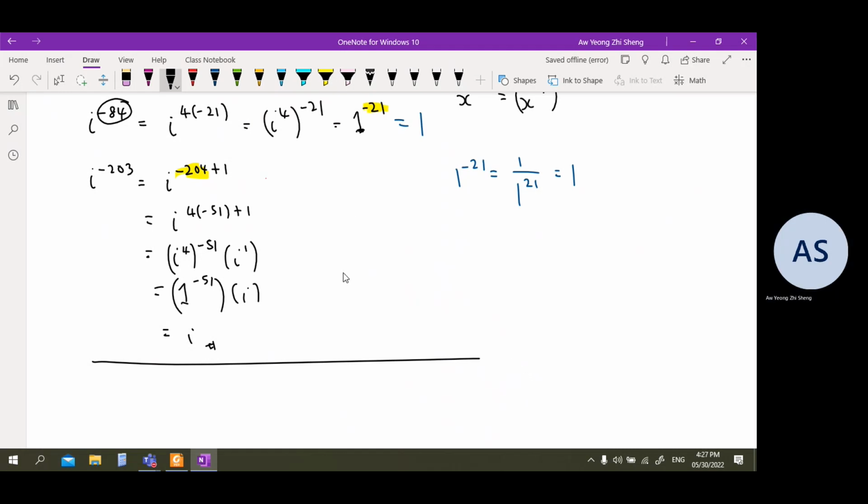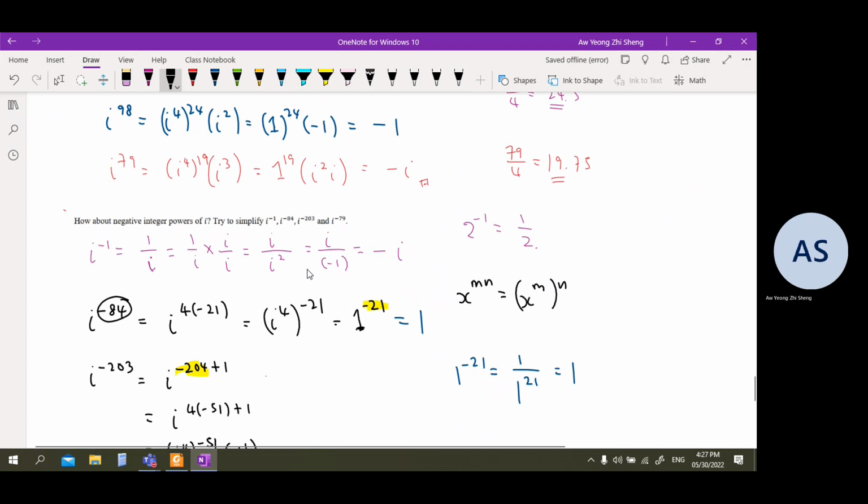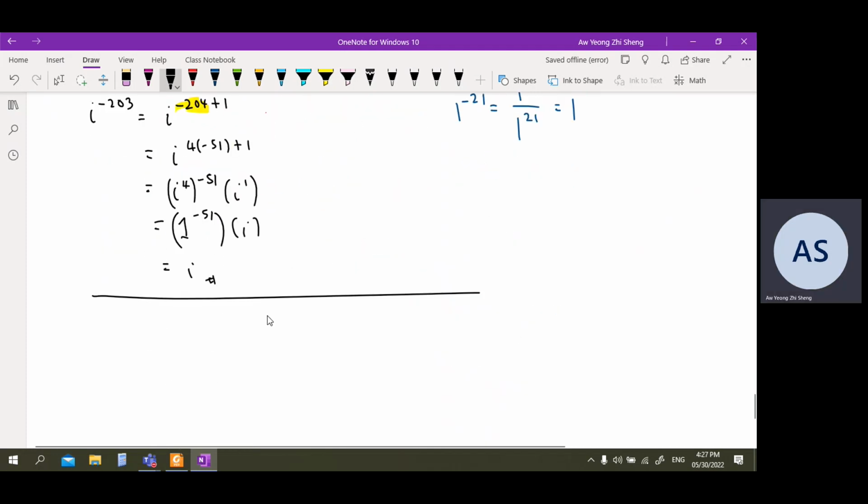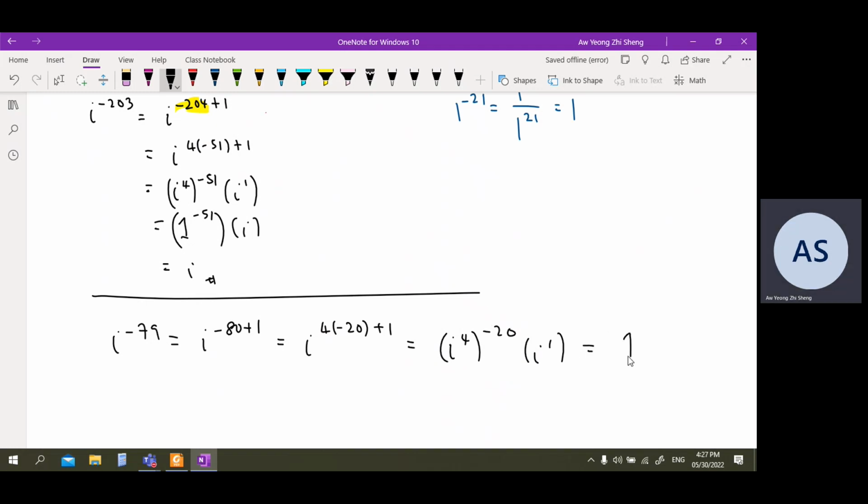Okay, next. i to the power of minus 79. But this can first be written as i to the power of minus 80 plus 1. Minus 80 can be written as 4 times minus 20. Then by law of indices, it becomes i to the 4, to the power negative 20, followed by i to the 1. Then that becomes 1 to the power of minus 20 times i. So it eventually becomes just i.